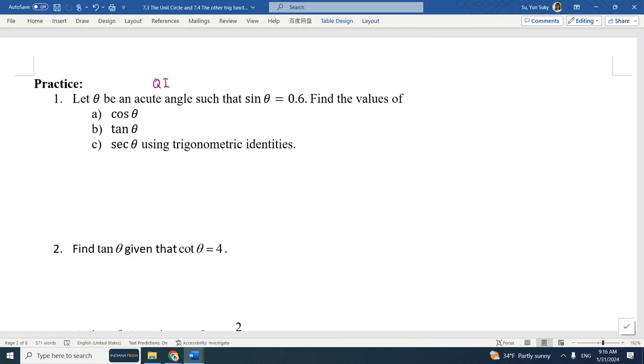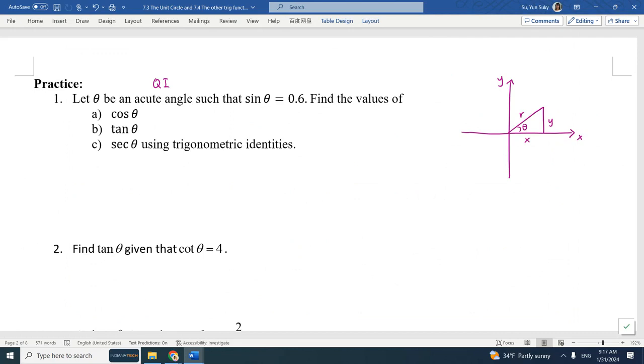So let's draw a picture. The angle is in quadrant 1. So this is the theta. That's the x. That's the y. And this is the horizontal distance. That's the x. And this is the vertical distance. That's the y. And the hypotenuse is the r.